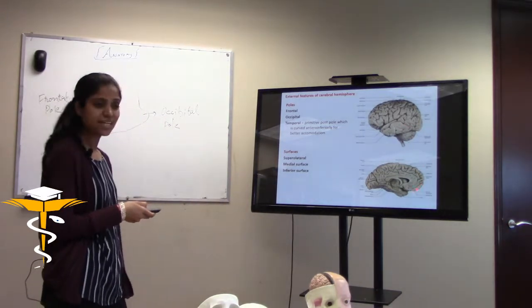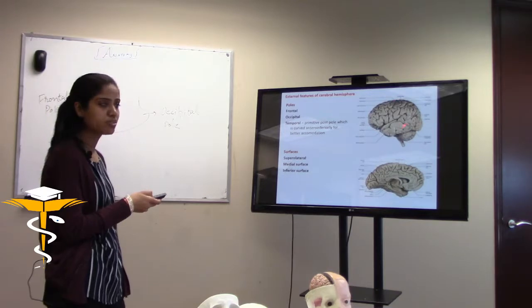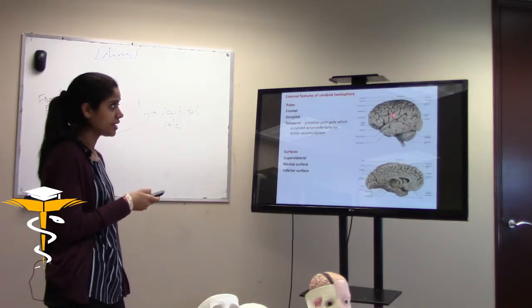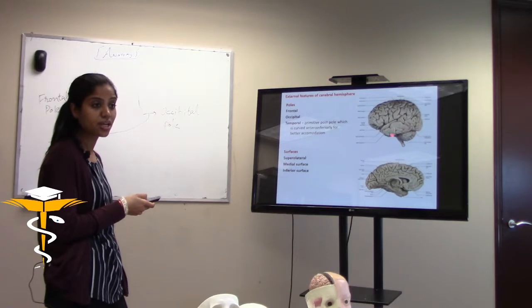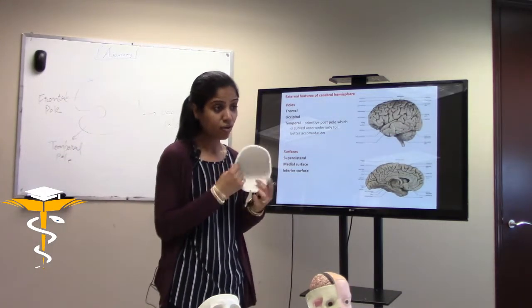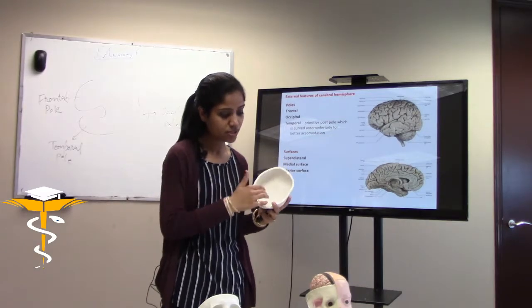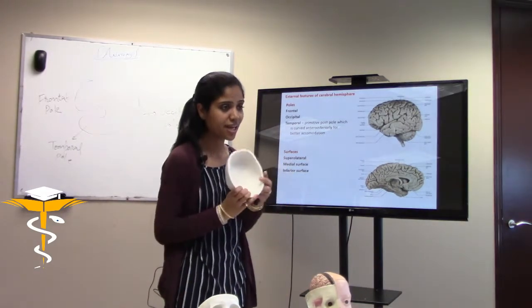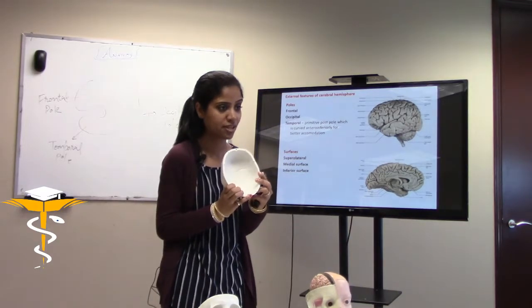So what are these diagrams depicting? Again, they are showing all the three surfaces. This whole is the superolateral surface, which is a convex surface directed upwards and laterally, and it lies in relation to the cranial vault. This is the cranial vault, and the vault is basically in relation to the superolateral surface. The superolateral surface is lying in proximity to the vault of the skull.